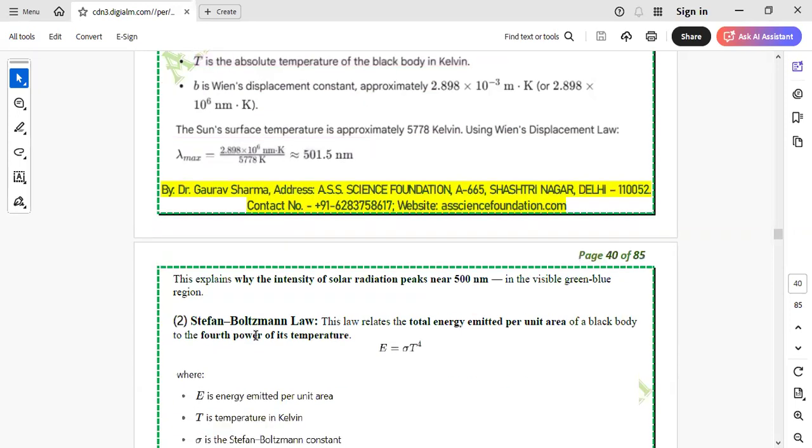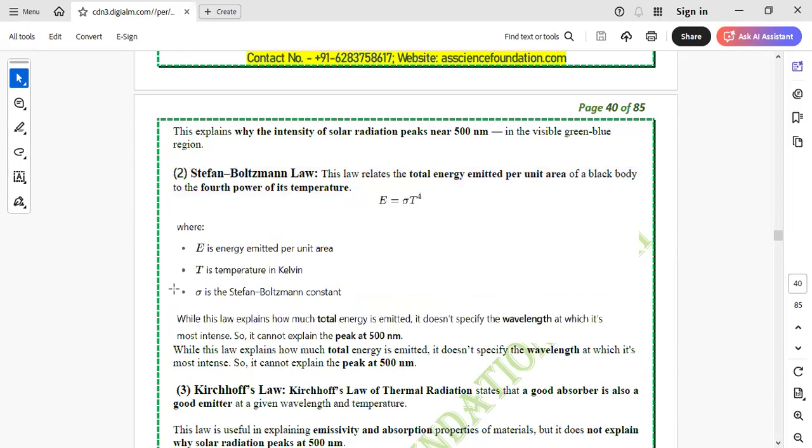So sun's wavelength was a hint here. Then the second one is that now they have mentioned that this explains why intensity of solar radiation peaks near 500 nanometer, visible green blue region. Then we have the Stefan-Boltzmann law, which is E is equal to sigma T raised to the power 4. Total energy emitted per unit area of the black body is proportional to the fourth power of temperature. E is equal to sigma T power 4, where E is the energy emitted per unit area, sigma is the Stefan-Boltzmann constant, and T is the temperature in Kelvin. All the things are written there.